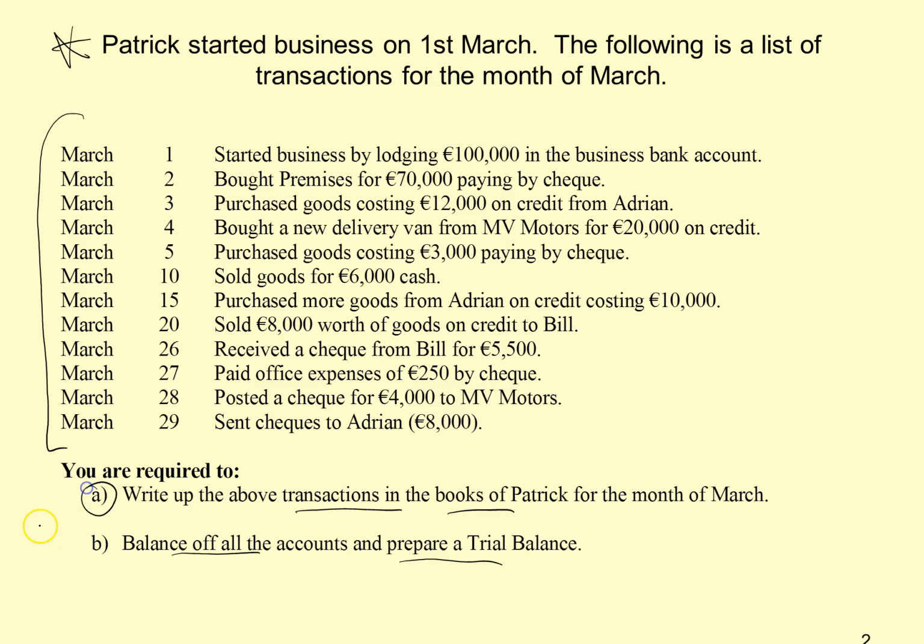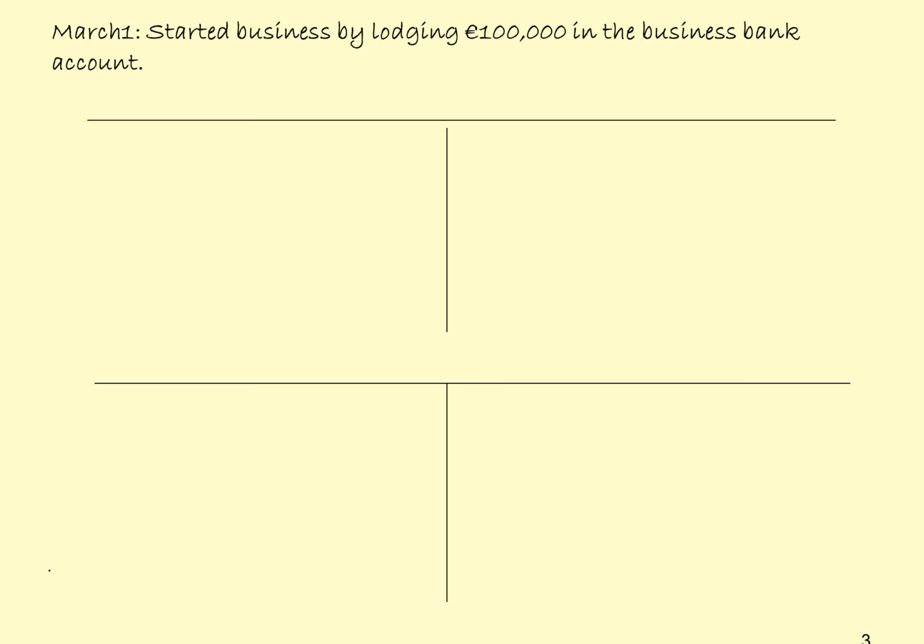So in part A, what we're going to do is enter all these transactions into Patrick's books. In other words, we're going to enter them into the ledger accounts, and then in part B, we'll balance off the accounts and prepare a trial balance. So, starting off with March the 1st.